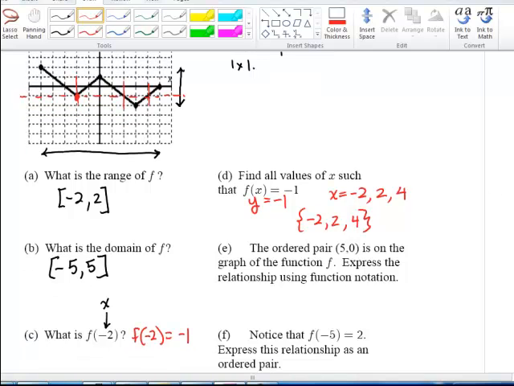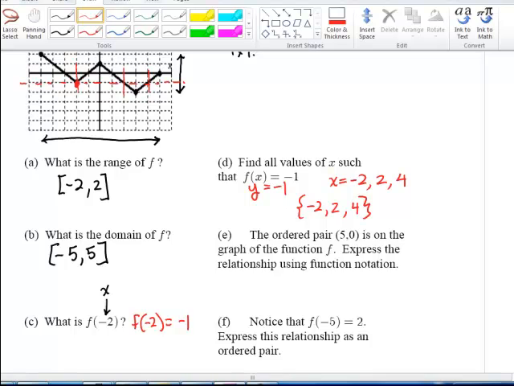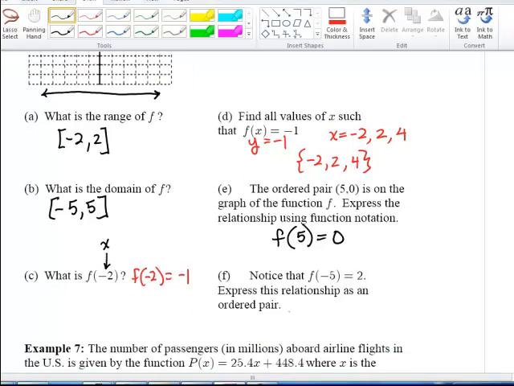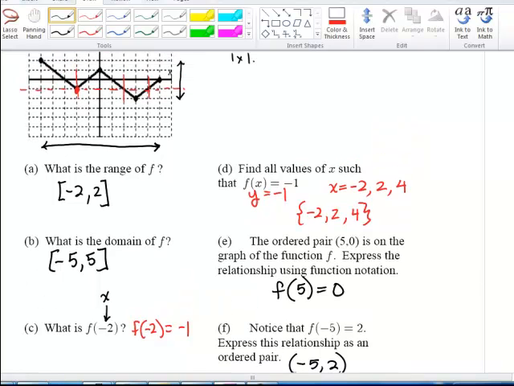Then these last two are just practice again, going back and forth between ordered pairs and function notation. You can check for yourself that the pair 5, 0 is actually on that graph. And the way we express that using function notation is that if the input is 5, the output is 0, or f of 5 is 0. And then the last question is just asking us to go the other way. If we know that f of negative 5 is 2, that would mean that the pair negative 5, 2 is on the graph. And then you can check that that's really the case. And certainly it is.